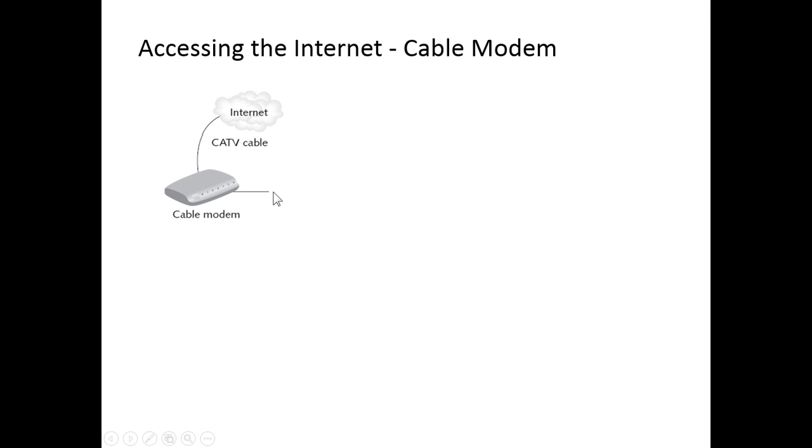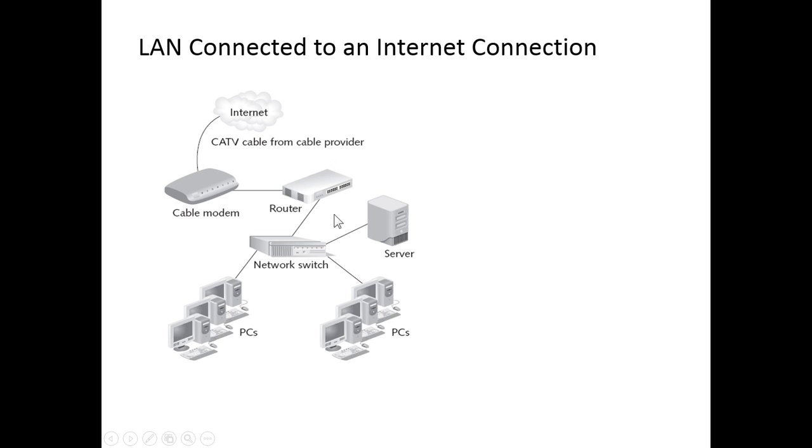Then the cable modem would connect to a router. And the router would probably have a firewall on it. Then the router would connect to a switch, which would connect to PCs, and which would connect to the server. And the server would most likely be functioning as a DHCP server.